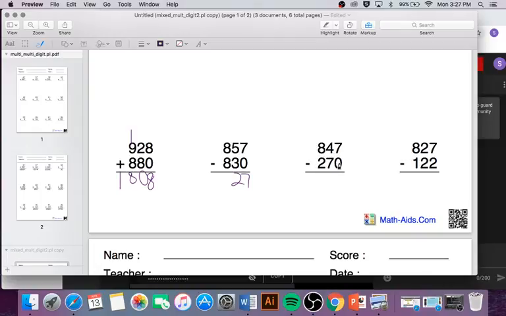847 minus 270. We start in the ones place. We do 7 minus 0, which is 7. We move over. We have 4 minus 7. Oh, but we can't subtract 7 from 4. So we go next door. We change our 8 to a 7. We change our 4 to a 14. Okay, so now we have 14 minus 7, which is 7. We move over to our hundreds place. We have 7 minus 2, which is 9. So our answer to 847 minus 270 is 977.